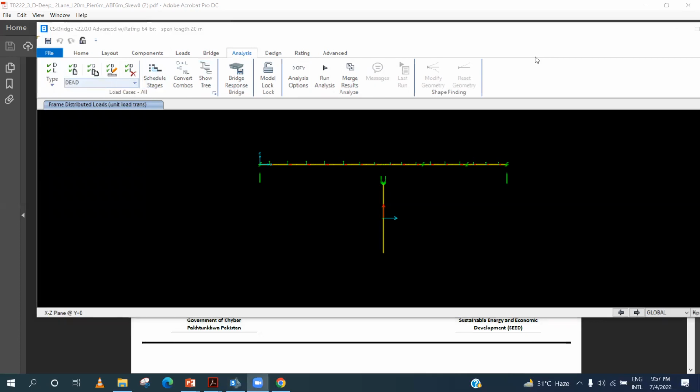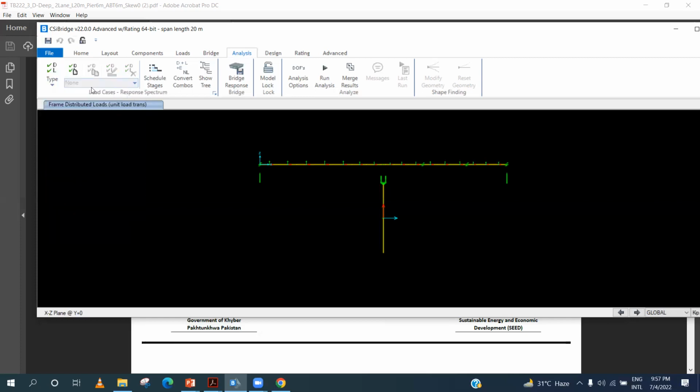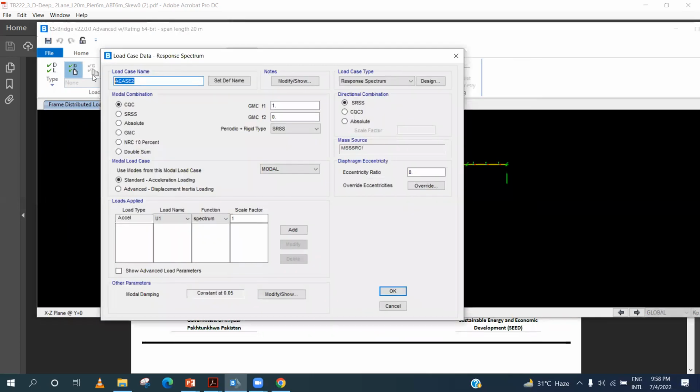Okay. So these are the different types of load cases. Our earthquake comes under the response spectrum. So I will select this one, click on this. Now please concentrate on this. So let it be called response X, Y. I am using the same definition.